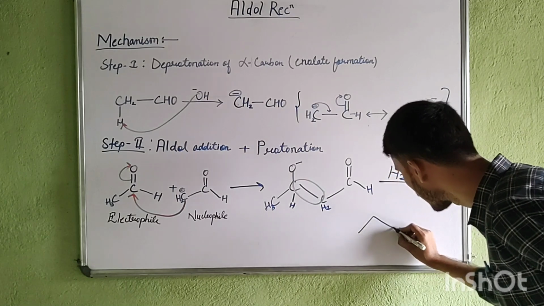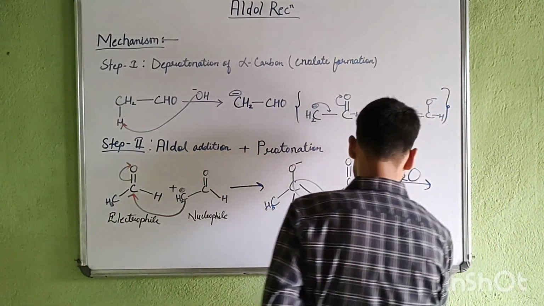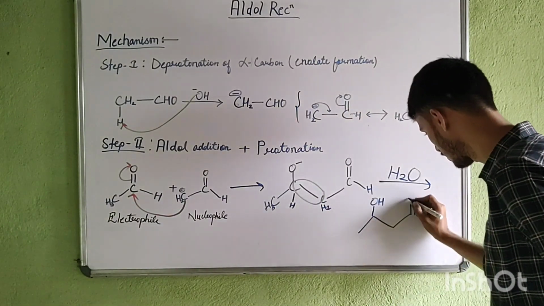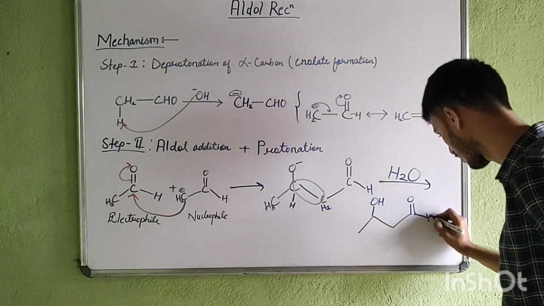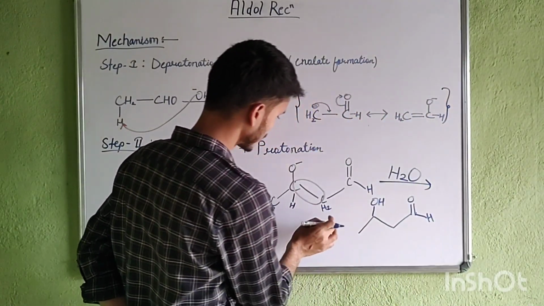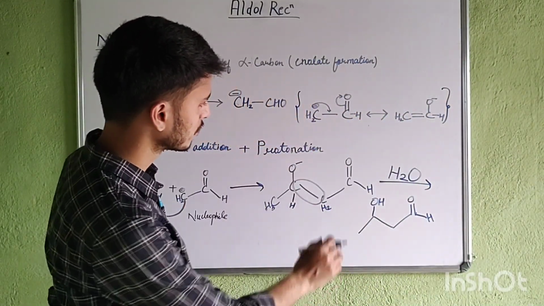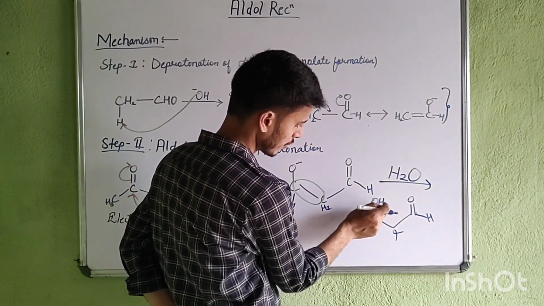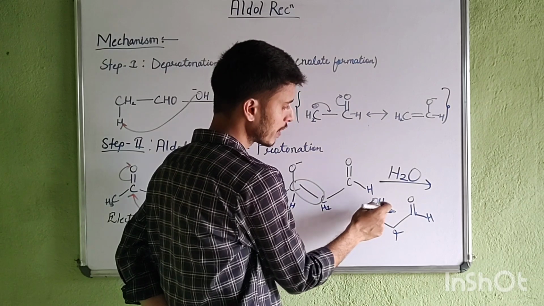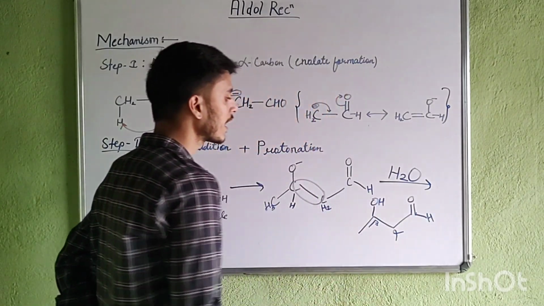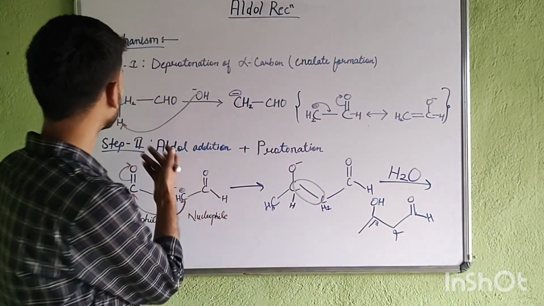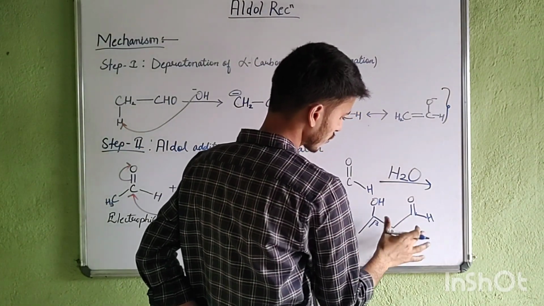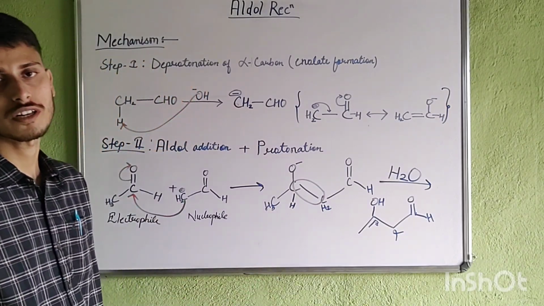This is our product. This is hydroxy. This is aldehyde. And this is our aldol addition product. This is the alpha carbon. This is the beta carbon. Beta hydroxy because of the presence of the OH group. We have taken an aldehyde initially, that's why this is an aldehyde. So beta hydroxy aldehyde is the aldol addition product here.